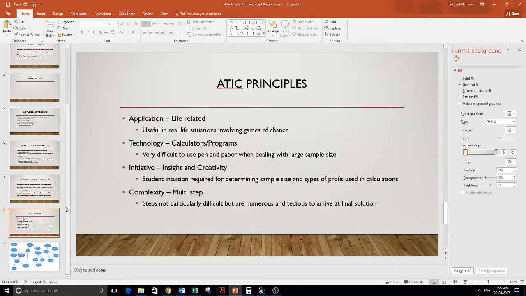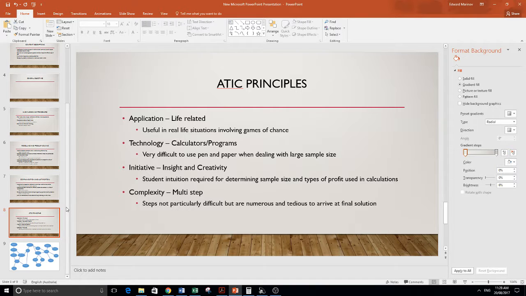Technology, so you can solve this problem using pen and paper, but once you're dealing with sample sizes that are very large, it becomes too difficult to do it by hand. Initiative, I lean more towards insight and creativity, simply because the students have to determine their own sample size, they have to justify why they used it, and when it comes to the profit, they can use the net profit or gross profit. So there's a few things there that are up to the interpretation of the student.